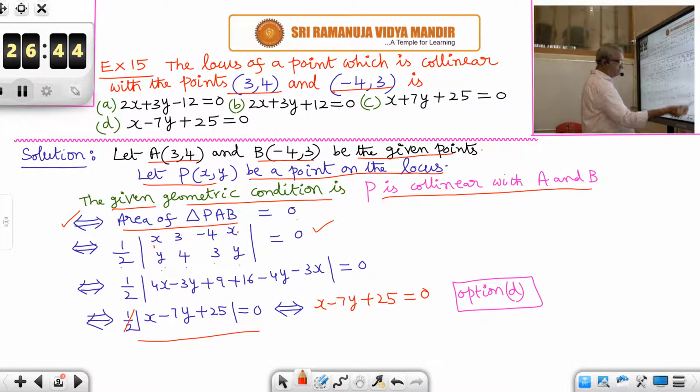Means x minus 7y plus 25 is equal to plus or minus 0. To remove modulus on the right side you have to put plus or minus, but plus or minus 0 is same as 0. So, you will get this locus which is a straight line, is it not? This equation, where is the option? So, option D is there. So, let us see the next example.